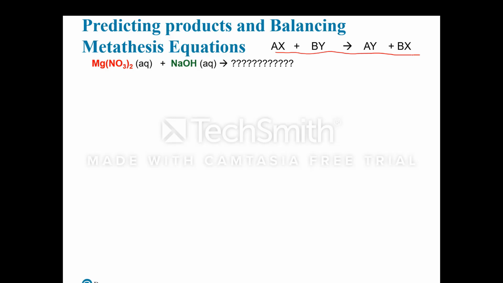Let's now talk about how we can predict the products of a metathesis reaction. First, we must find all of the compounds that dissociate in water and break those aqueous species into ions. This shows how these ions actually exist in solution. And if we see anything that is a solid, we leave that as it is because it doesn't dissolve in water. Let's use this example given here when magnesium nitrate and sodium hydroxide react.